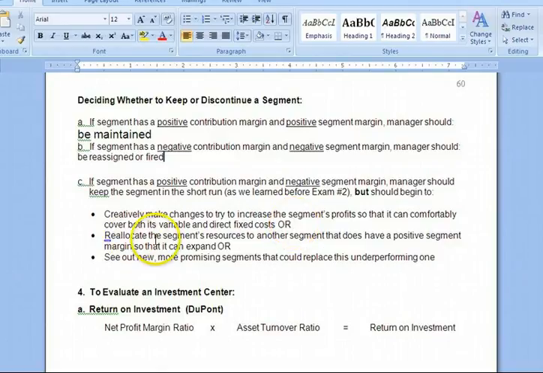Or we could take the segment resources for the shoe department and give them to some other department. Let's say our housewares department is doing very, very well. So we could give more square feet of the store to the housewares department and cut down on the number of square feet we allocate to this underperforming shoe department. And they might be able to pay their smaller amount of costs that they're responsible for then. Or you could look for a whole new segment in your department store that we could add that we don't have now to replace this underperforming one. And again, bring the overall performance of the store as a whole up higher.